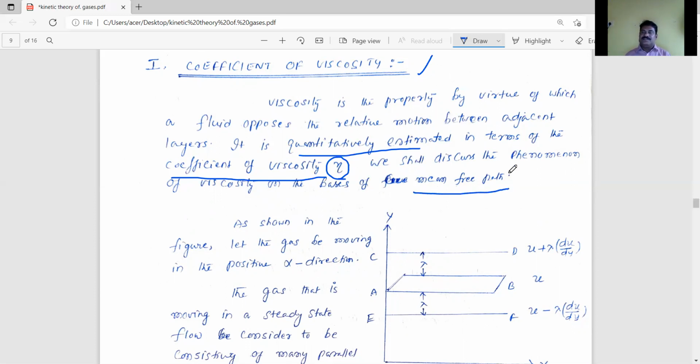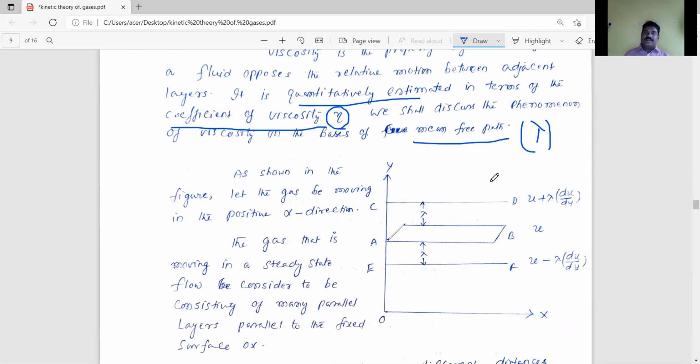So we already learned about mean free path. This is denoted by lambda. What is mean free path? The average distance traveled by the molecule between two successive collisions. That is called mean free path. Okay. Now, how can one derive coefficient of viscosity eta, which quantitatively estimates the viscous force that opposes the relative motion in between the layers?